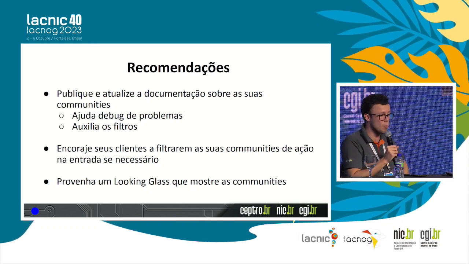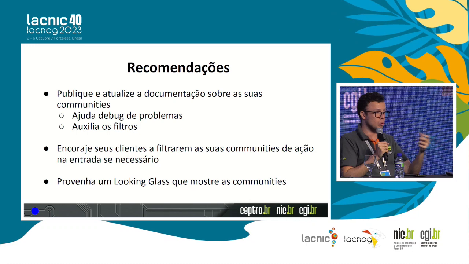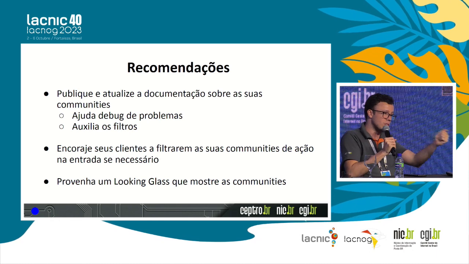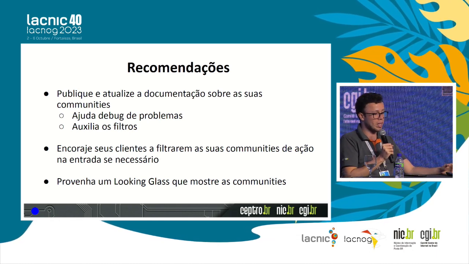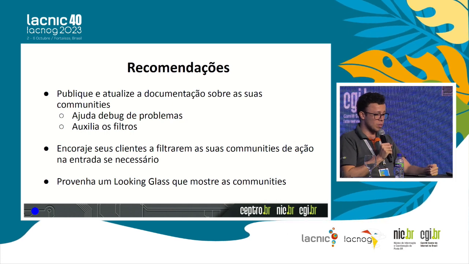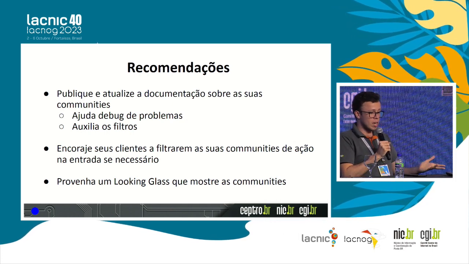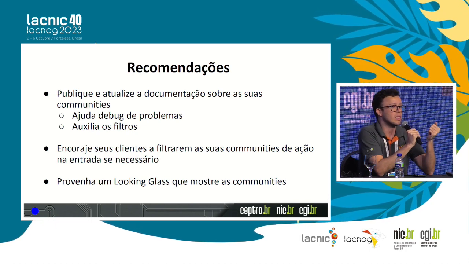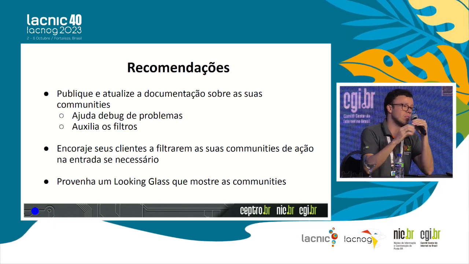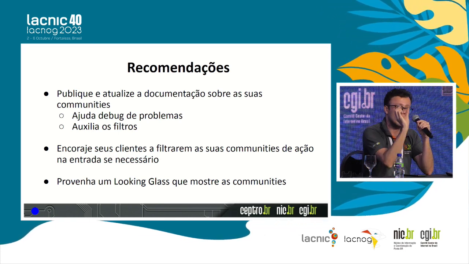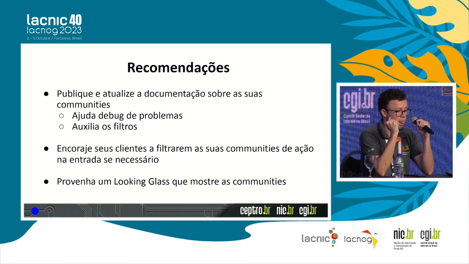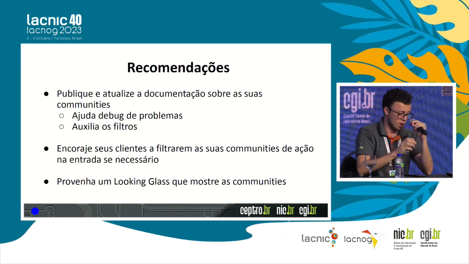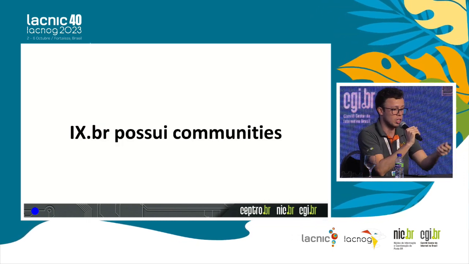So this is practically what I told you. You should publish and document the information on your communities. This will help you in the debugging process. Imagine you have a large device, someone is using a community that they implemented, but they have not documented this. So it's important to document this as well. This will be useful for the filters. So you should encourage your clients to filter the action communities when they join. So this will then be used to take actions. You should provide a looking glass that shows these communities.